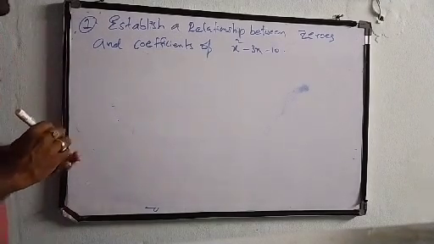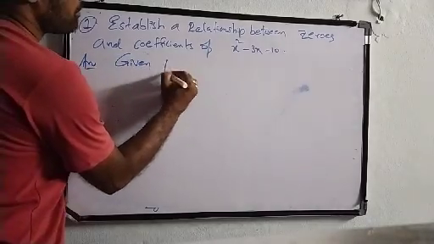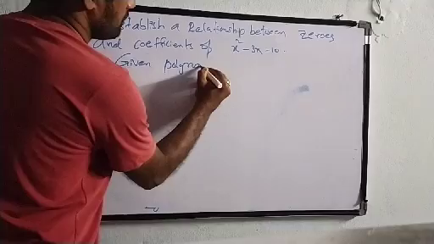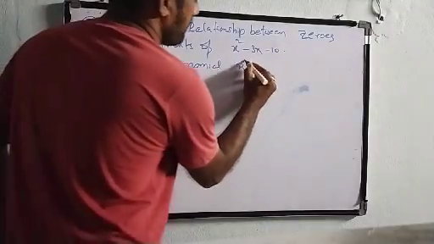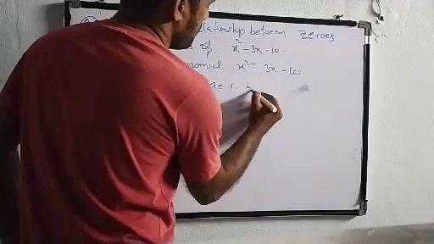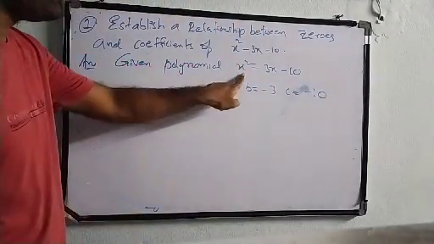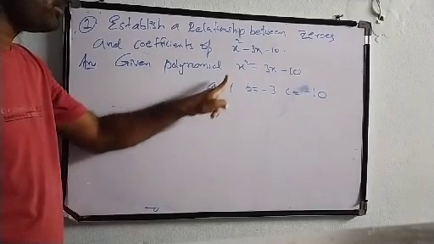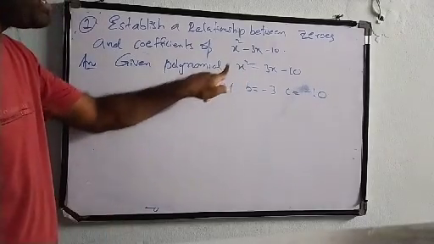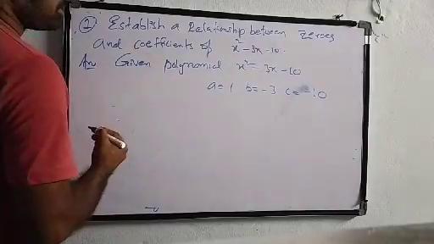Now if you observe the given polynomial, x square minus 3x minus 10, where a is 1, b is minus 3, c is minus 10. It means that if nothing is there in front of the variable, then we can assume it as 1. If minus x square is there, we have to assume it as minus 1. So this is the given thing.